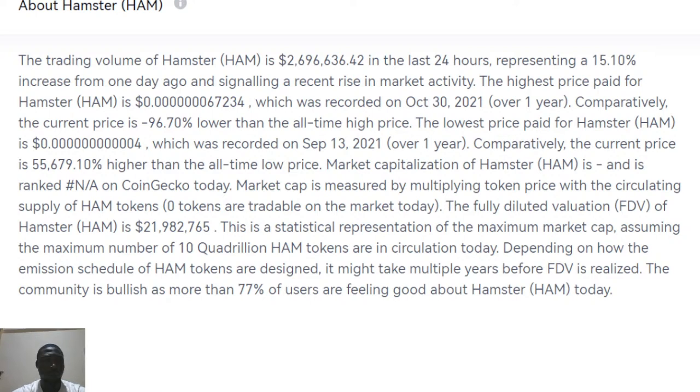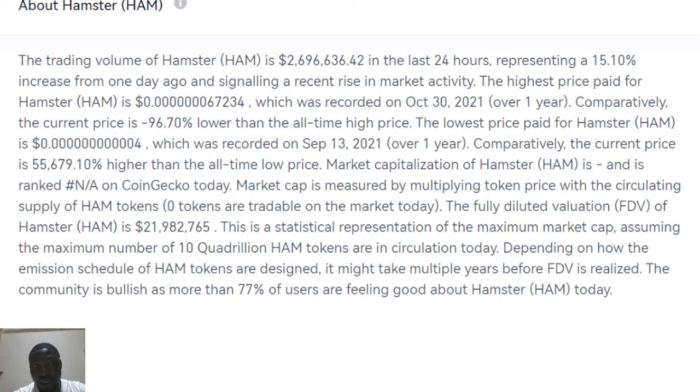Based on what we can see, the highest price it has gone to was a year ago, when it got to 0.000006 thereabout. That was recorded on October 30.